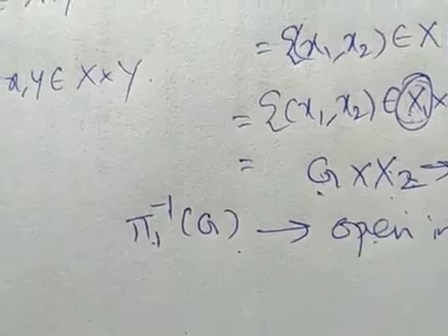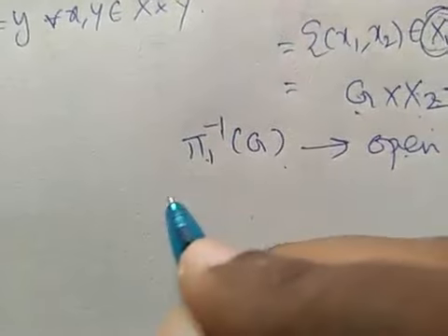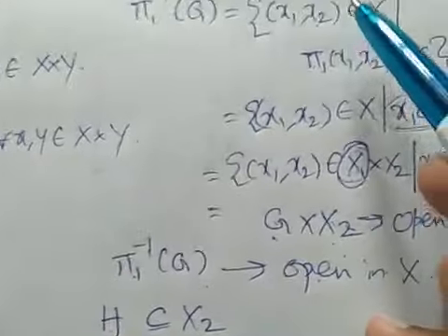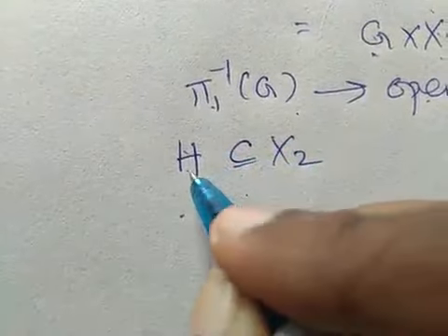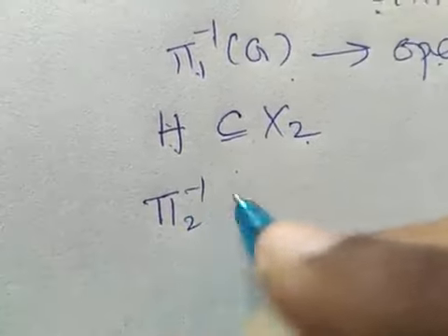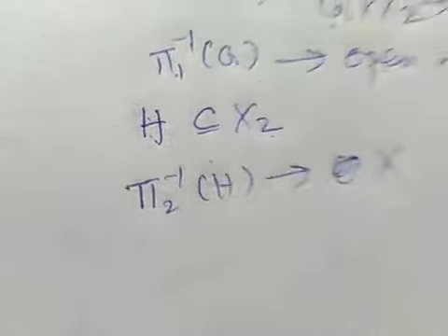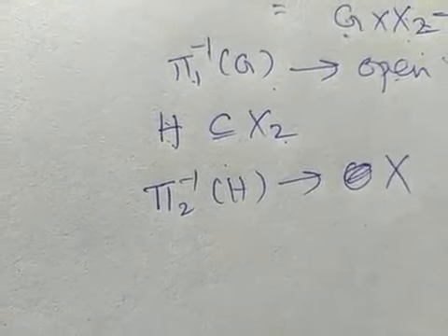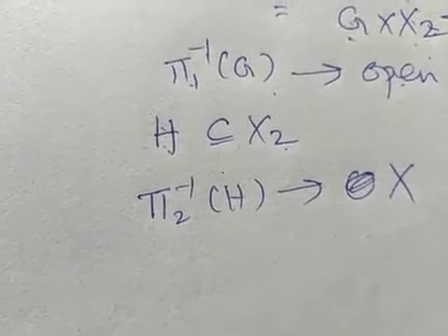phi 1 is continuous. Similarly, we can prove it for phi 2 also by considering some other set H subset of X2. Following the same procedure, we will end up with H is open in X2, and phi 2 inverse of H is open in X. Therefore, phi 2 is also continuous. Therefore, the defined projection maps are continuous.